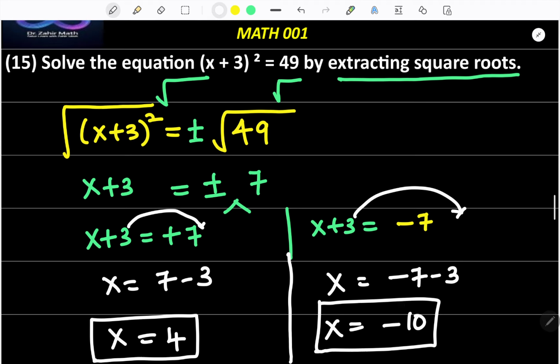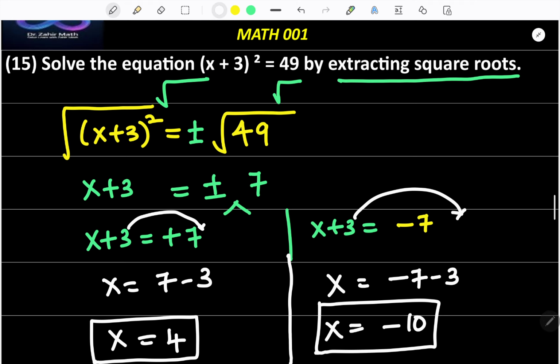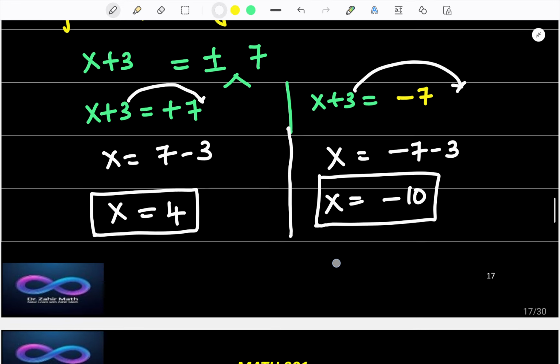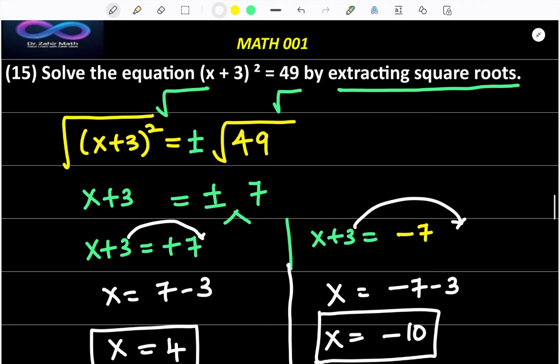Clear? Right. Teacher, I want to check whether my answer is correct or not. How can I check this, teacher? Yes, you can check in the calculator. How? Type this equation: (x plus 3) power 2 in the calculator. Type this in the calculator, and then press the button calc.